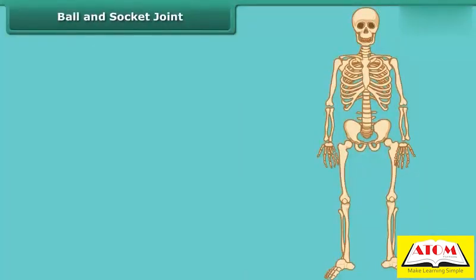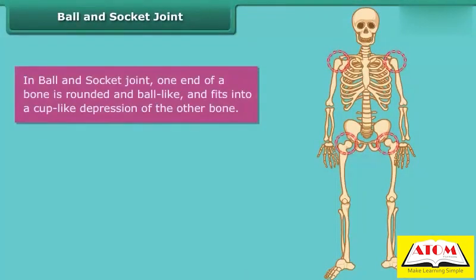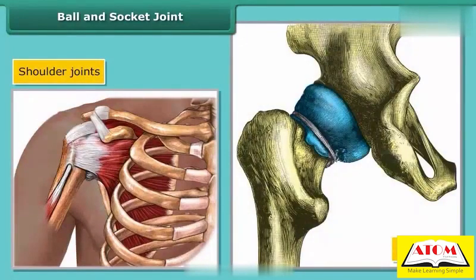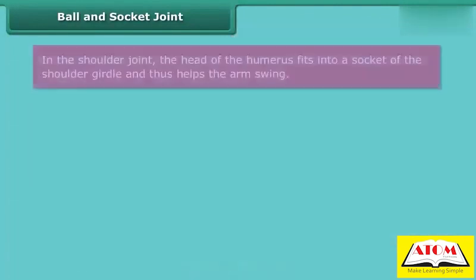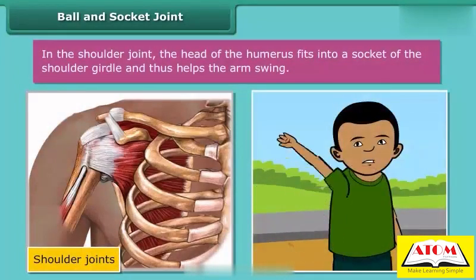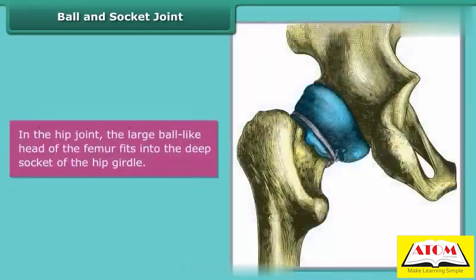Ball and socket joint. In a ball and socket joint, one end of a bone is rounded and ball-like and fits into a cup-like depression of the other bone. It provides movement in any direction. Shoulder joints and hip joints are examples of ball and socket joints. In the shoulder joint, the head of the humerus fits into a socket of the shoulder girdle and thus helps the arm swing.